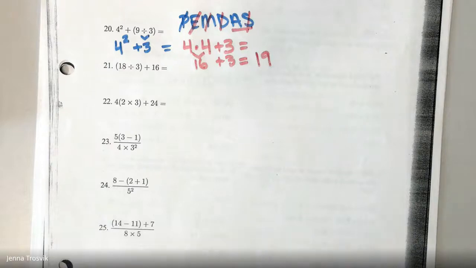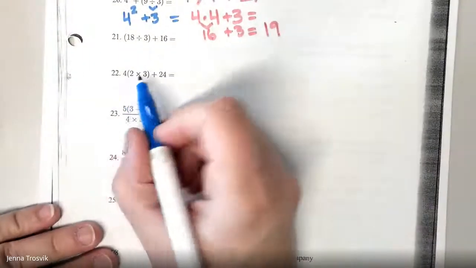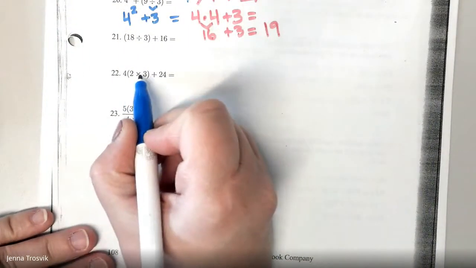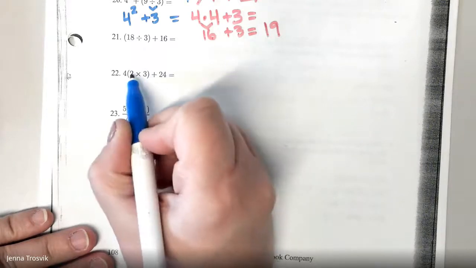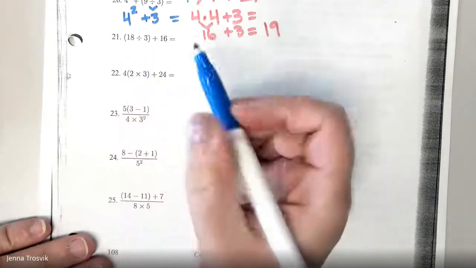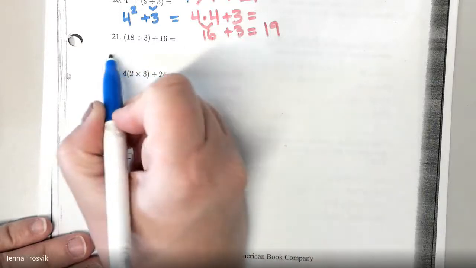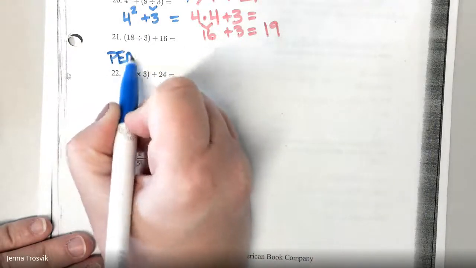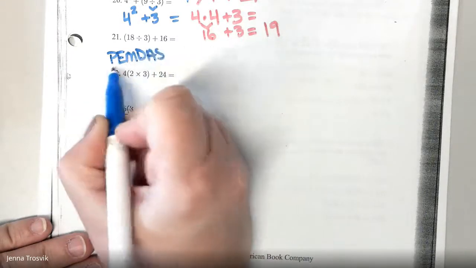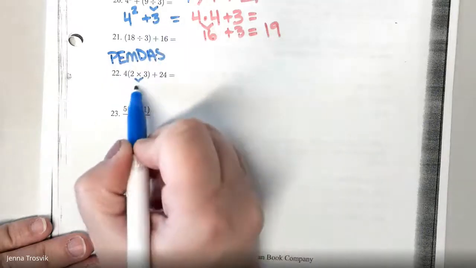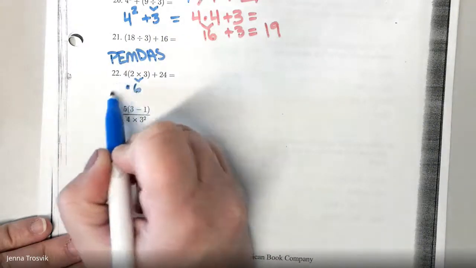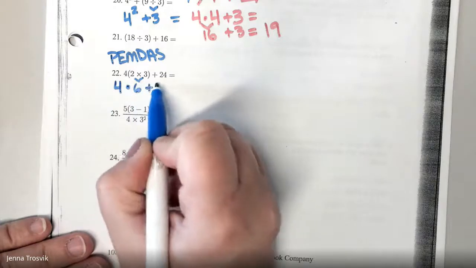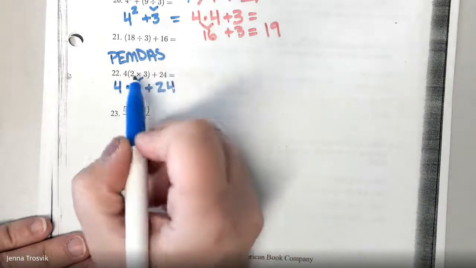All right, number 22. We have 4 times 2 times 3 plus 24, but 2 and 3 are inside of our parentheses, so we always have to start in our bubble. PEMDAS. So we're starting in our parentheses. 2 times 3 is 6. That leaves me with 4 times 6 plus 24.